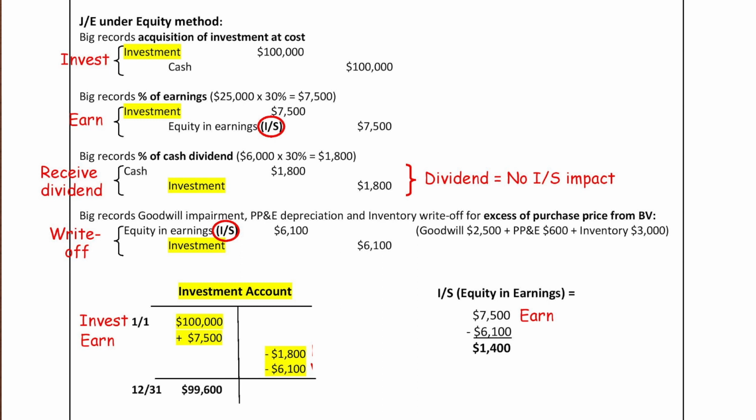And finally, we have $6,100 and write the write-off. That write-off reduces the investment amount, and it's also a reduction of equity in earnings on the income statement. So again, where you have a reduction of $6,100 on the income statement, make a note: write-off.